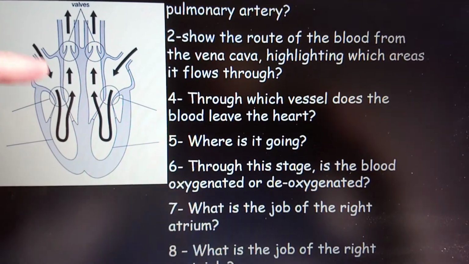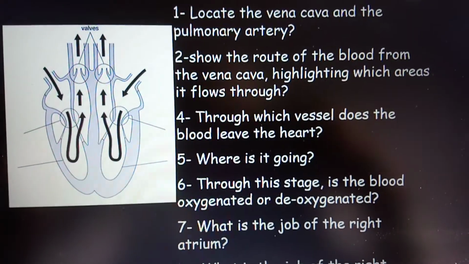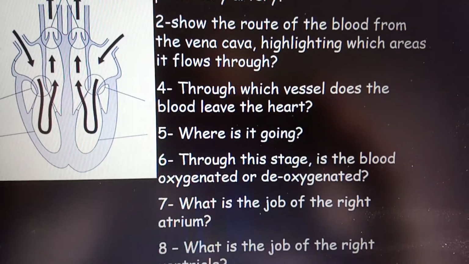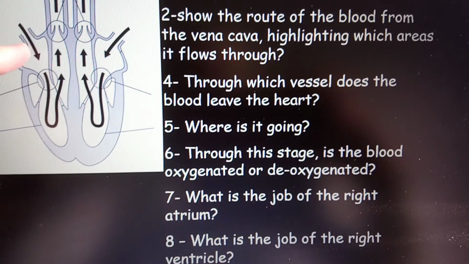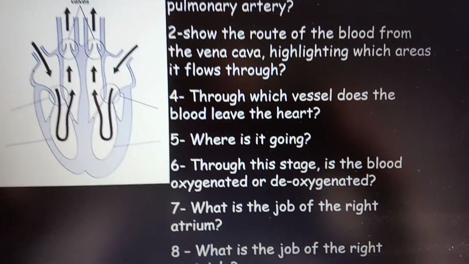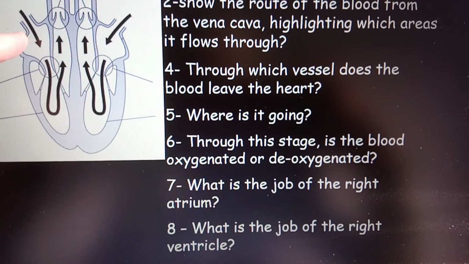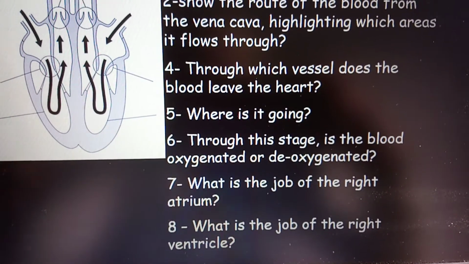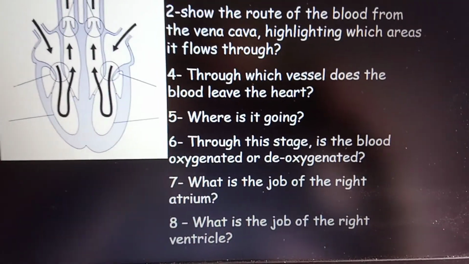Which vessel does the blood leave the heart? We've said pulmonary artery. Where's it going? It's going to the lungs. It wants to pick up extra oxygen. Now, we've said it's bluish. We've coloured it in blue. It's deoxygenated blood as it comes in and comes out here. It wants to go to the lungs. It wants to get oxygen. The job of the right atria is to collect blood to send it into the right ventricle. The job of the right ventricle is to squeeze blood into the lungs, pump blood to the lungs.